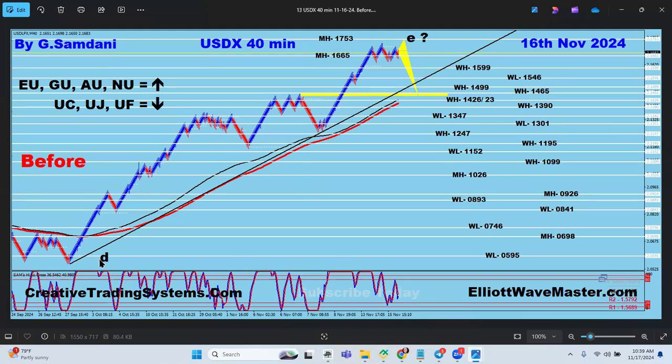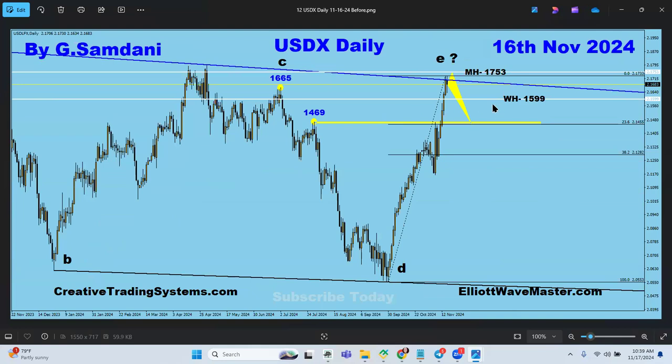So in here, you can see that this was D and this is E, this big move to the upside. And this is where 1751 is, this white line. Below that, this was 1665, which is the high, right? And below that, we have the weekly high of 1599 and then 1469, something like that.